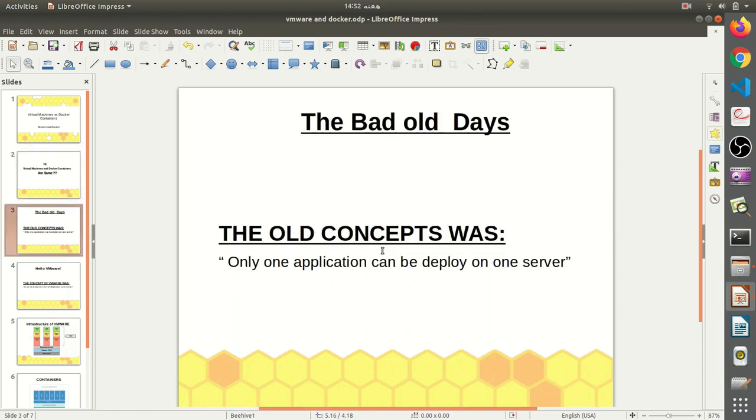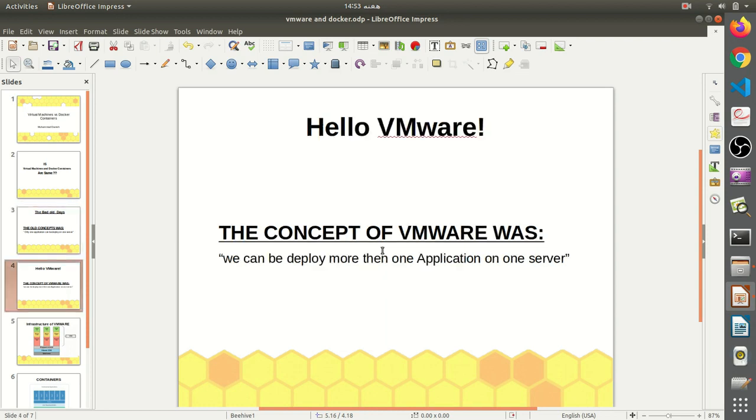So, let's talk about what was before containerized applications. Yes, I am talking about the bad old days. The concept of the bad old days was that only one application could be deployed on one server. We can't deploy another application on that server. There are two reasons behind this. Number one, lack of technical skill. Number two, system configuration. Let's also discuss the disadvantages of the bad old days concept. It was very costly, with resource wastage.